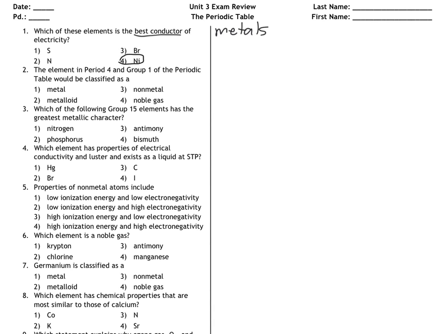Number 2, the element in period 4 and group 1 of the periodic table would be classified as A. So actually anything in group 1 is going to be considered a metal because group 1 are the alkali metals. Therefore, the best answer is choice 1.